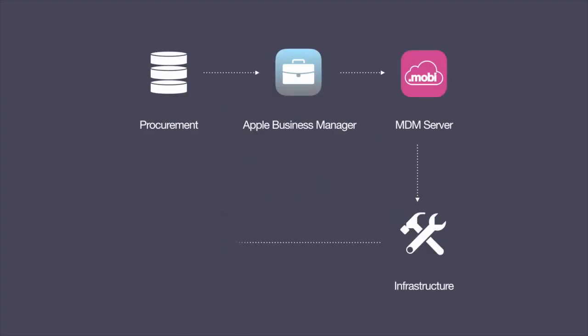This is a bit more of an outline of how these things are laid out and why they are so important. So procurement, Apple Business Manager, management, infrastructure, and device. Then obviously you've got resourcing after this.